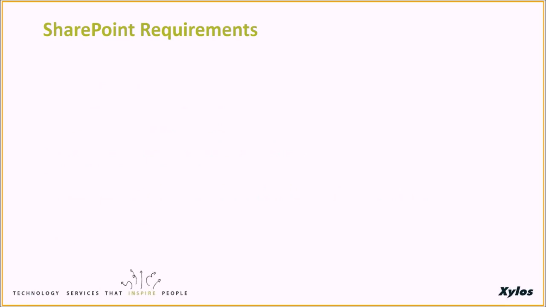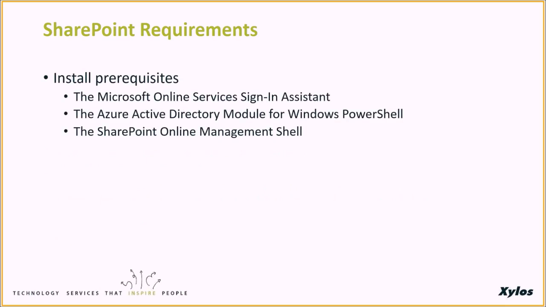So it's not just PowerShell, you have to install some software. First of all, the Microsoft Online Services Sign-In Assistant. That's software you can download, and also the Azure Active Directory module for Windows PowerShell, because the PowerShell module that you're going to use also uses Windows Active Directory and Azure components. And last but not least, you need the SharePoint Online Management Shell, which is also a download. That management shell can be used to connect to SharePoint Online, to create sites, etc.